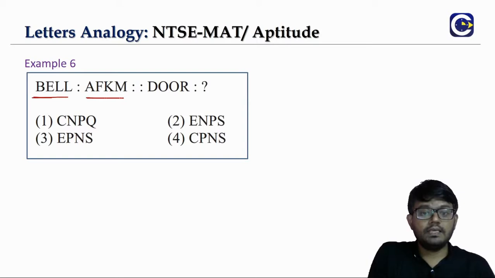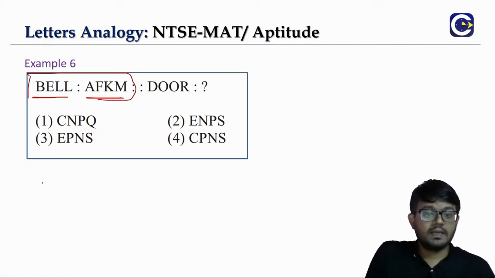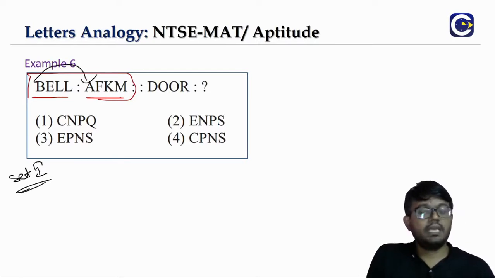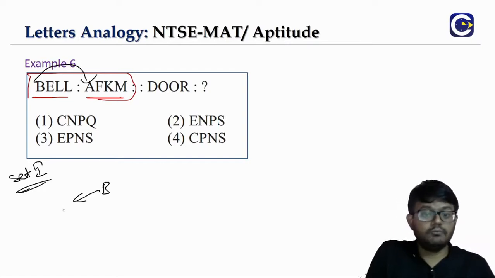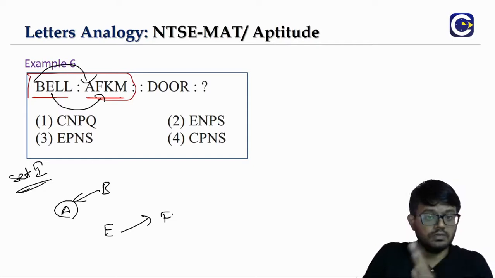Bell is paired with AKFM. Okay, what is this? Bell paired with AKFM. So this is set 1. B is matched to A. For B, we have to choose a letter before B. What is it? A. Before. E is matched to F. Means for E, we have to choose the letter that comes after. One letter before, then one letter after.